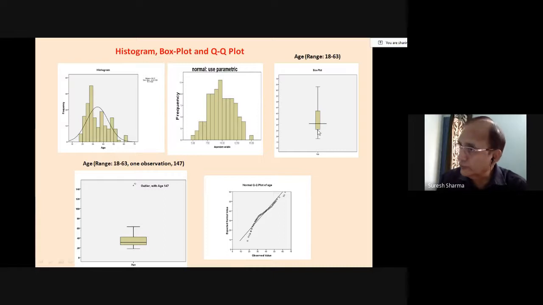And what will be Q3? The 75th value. How to get 75? 3 into 100 divided by 4. I mean, 3 into n divided by 4. You will get 75, right?